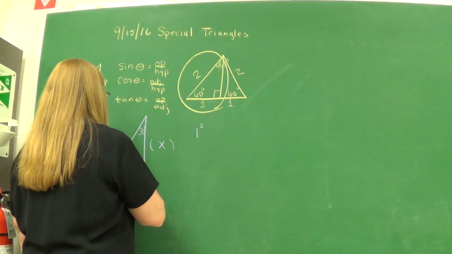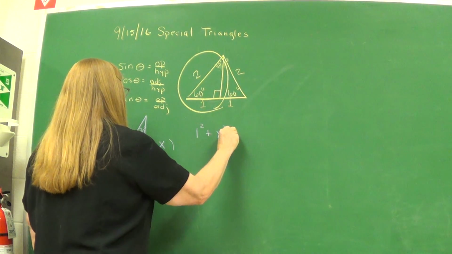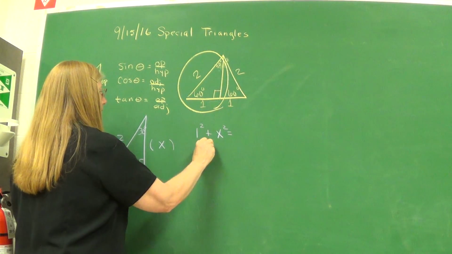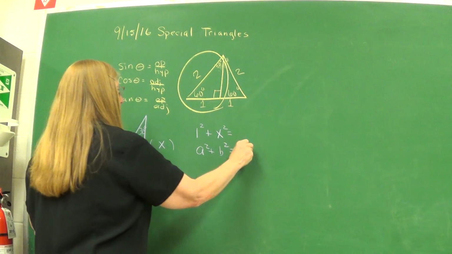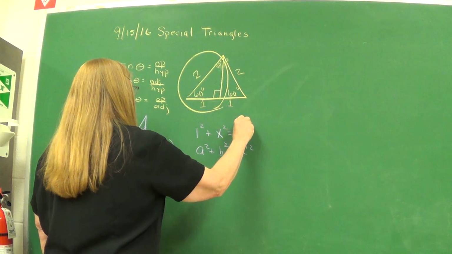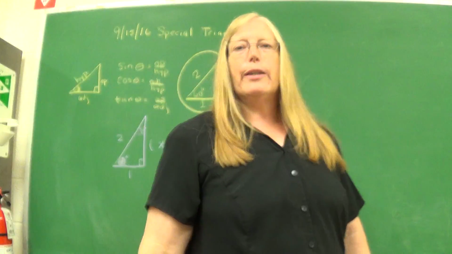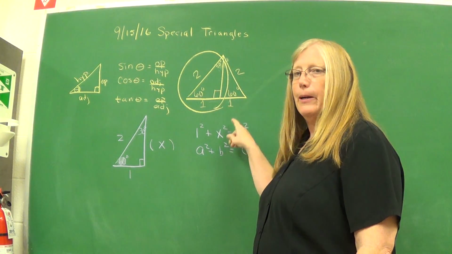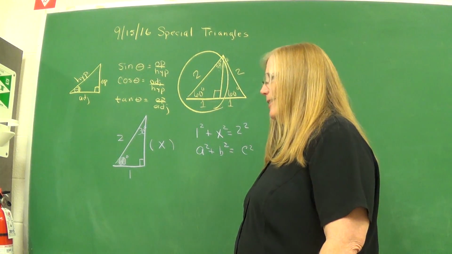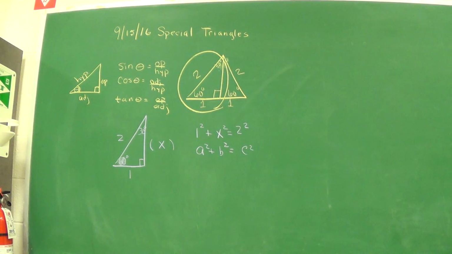Using the Pythagorean theorem, notice 1 squared plus x squared, that's the sides of the triangle, a squared plus b squared, equals the hypotenuse squared, in this case, 2 squared. So when you set it up that way, make sure that the hypotenuse is on the side of the equal sign by itself. Get it?